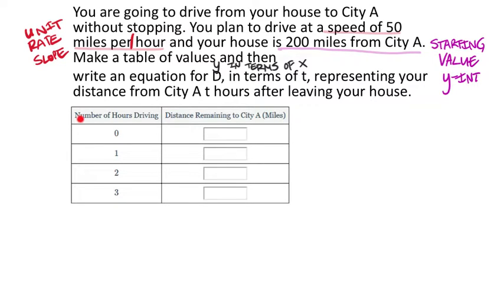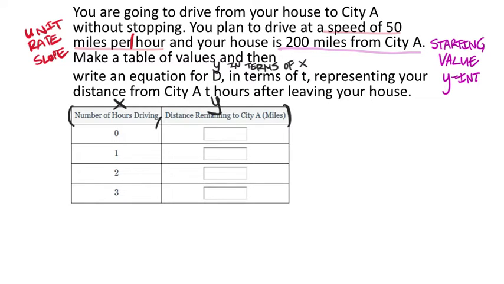But the two values it gives us, number of hours driving and distance remaining to city A, just so we understand from these tables, it's always the X value on the left and Y values on the right. And that is because these are all going to be their own ordered pairs. So if you wanted to graph them, you could. I don't suppose you would though, unless they made you, but here we are.